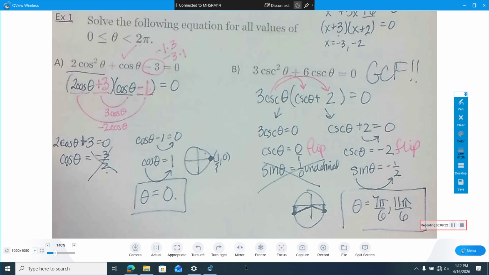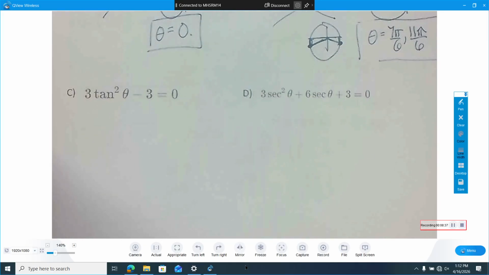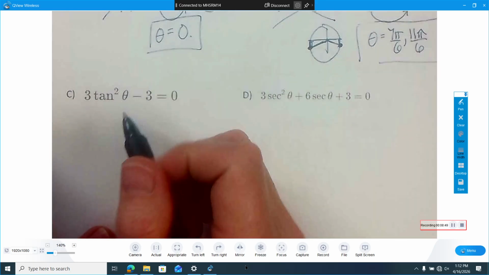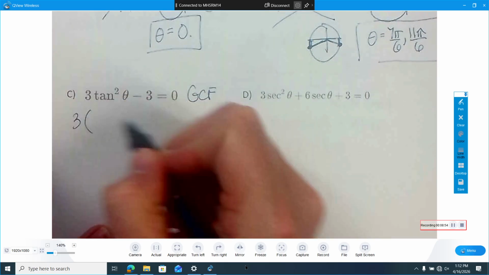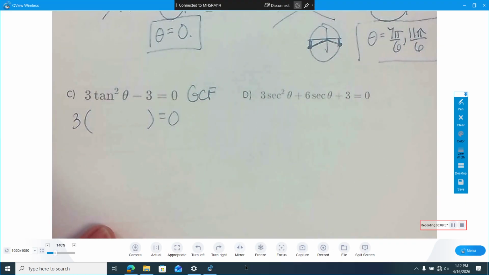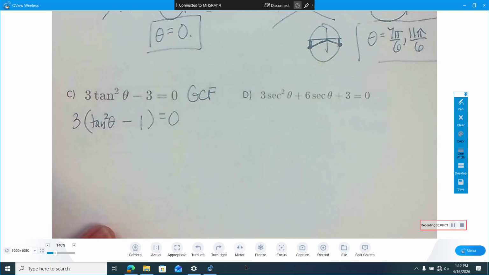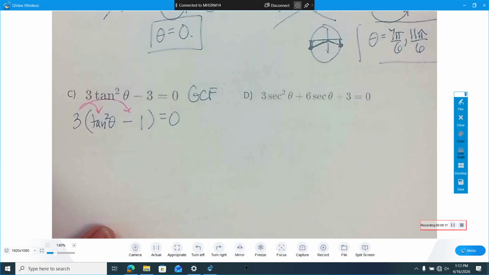Okay. Questions on these so far? Very good. All right, let's look at C and D, and then we're done. What do you want to do for C? Okay, we could do a GCF here. Sure, that'll work. We could take out a 3, and if I take out a 3, what's left behind? Tangent squared theta -1. Good. And how do we know we did that right? Multiply it back in, distribute it back in. Now we are undistributing, that's all we're doing.